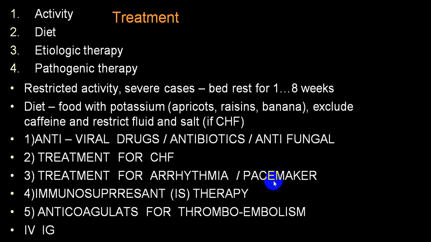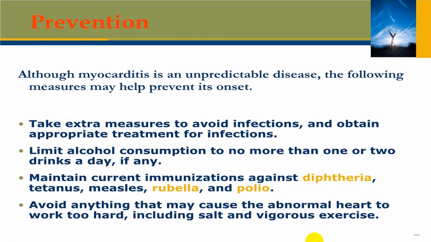Treatment of cardiac arrhythmias, and in case of blocks, a person might require a pacemaker, immunosuppression therapy in case of autoimmune disorders, anticoagulants for thromboembolism. Immunoglobulins may be required in autoimmune disorders, and in late stage, if the person does not respond, you might require even a heart transplant. So prevention is always better. For prevention, usually vaccination may be done for some of the organisms.